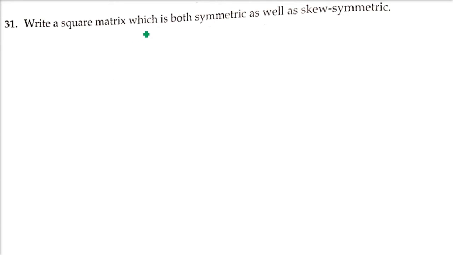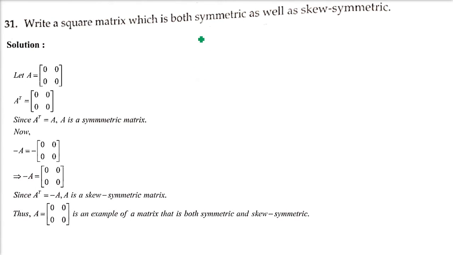Write a square matrix which is both symmetric as well as skew symmetric. The best one is the null matrix. The null matrix is always symmetric and skew symmetric also because it is nothing. So we are assuming A to be the null matrix, which is symmetric and skew symmetric, because when you take the transpose of the null matrix, the same matrix will come back.